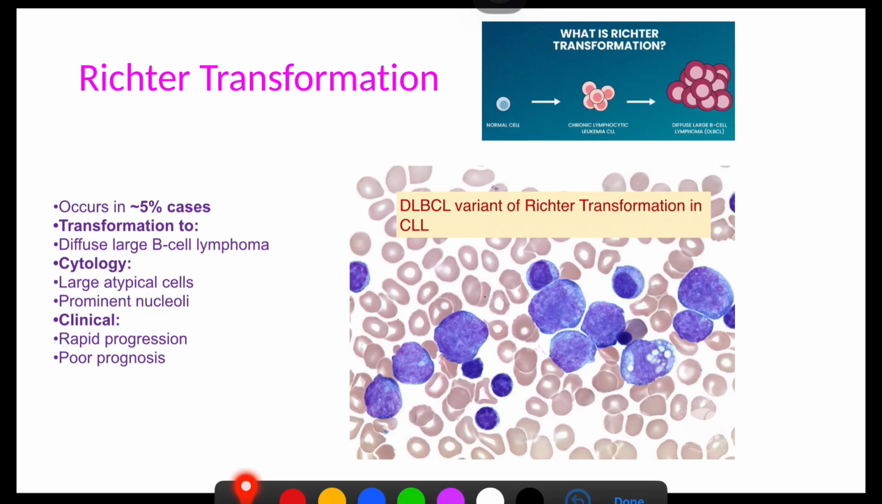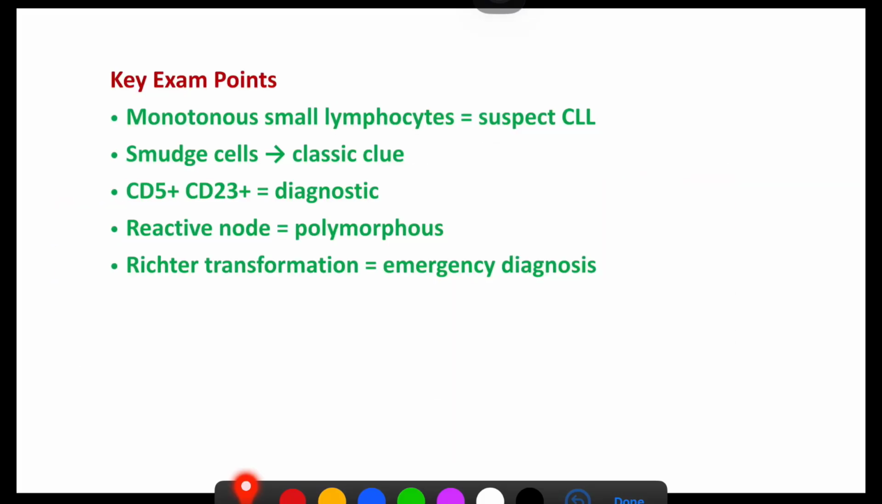Now what is Richter transformation? So it is normal cell which are converted into CLL cell and which is now undergoing transformation to diffuse large B cell lymphoma, where you find large atypical cells with prominent nucleoli, and you can see here these are the CLL cells and they are transformed into this large cell. So, this is diffuse large B cell lymphoma. Clinically it is showing rapid progression and poor prognosis.